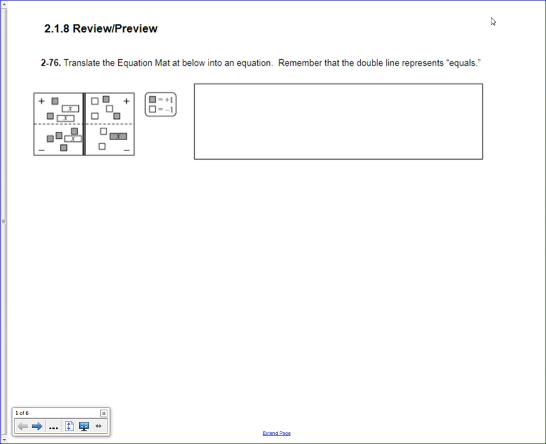So for the positive part of our mat, we have a negative 2x plus 2. And then on the bottom, we have a minus 4 minus negative x. So we could write that in parentheses. So minus in parentheses, negative x plus 4. A couple people wrote it differently, but you want to make sure that you're consistent.